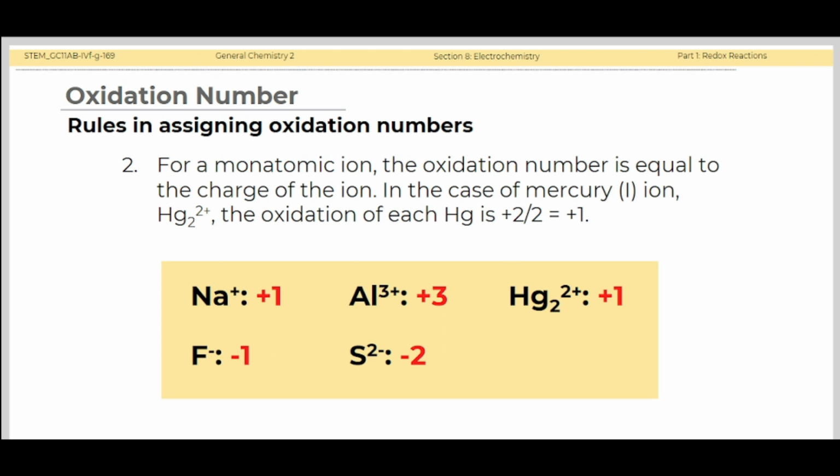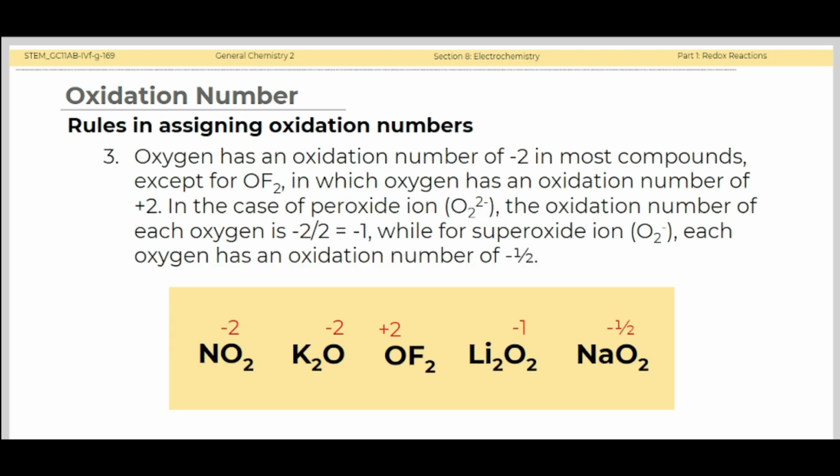In the examples given below, sodium ion has an oxidation number of positive 1, fluoride ion has negative 1, aluminum ion has positive 3, and sulfide ion has negative 2. Oxygen has an oxidation number of negative 2 in most compounds, except for oxygen fluoride, in which oxygen has an oxidation number of positive 2.